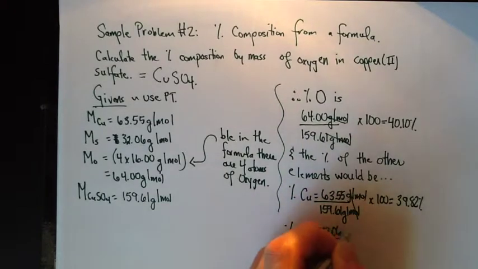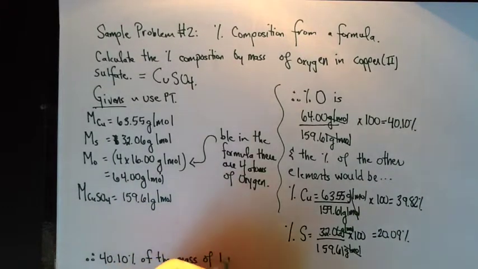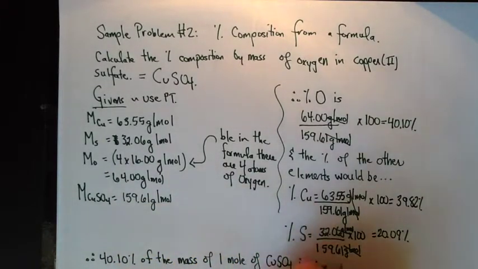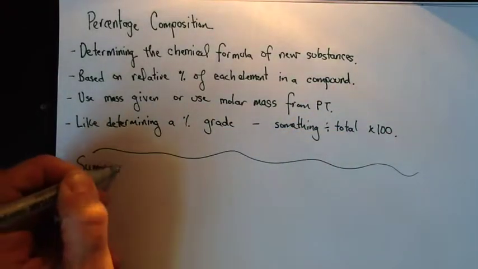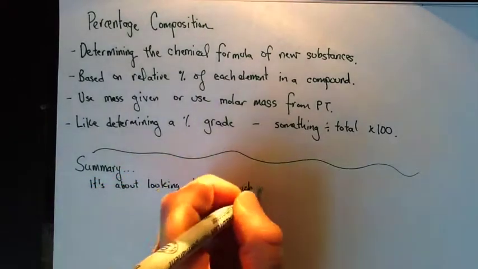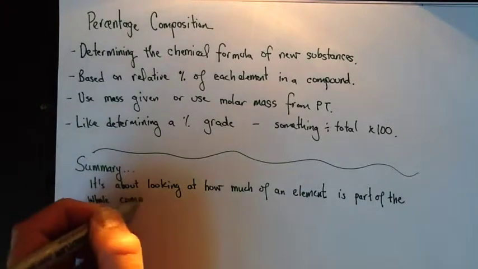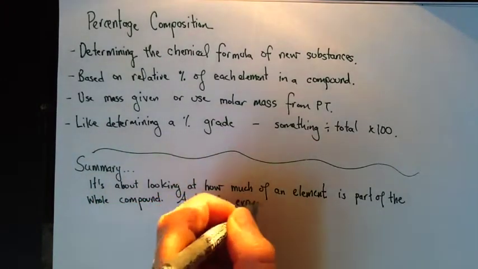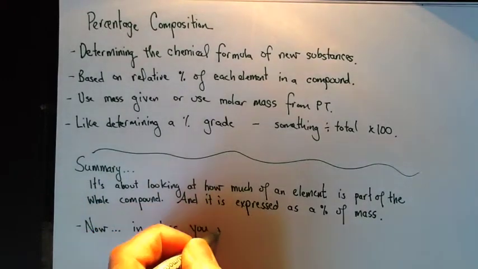You could determine the percentage of the other elements by following the same format. Percentage of copper turns out to be 39.82. Percentage of sulfur is 20.09%. These are rounded to 4 significant digits based on the data from the periodic table. In summary, there are 2 types of percent composition questions. And remember, it's just simply trying to determine what percentage of each element is part of the whole compound.